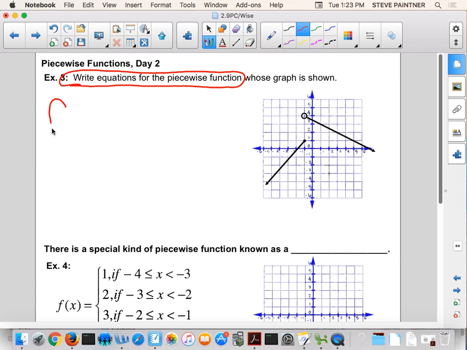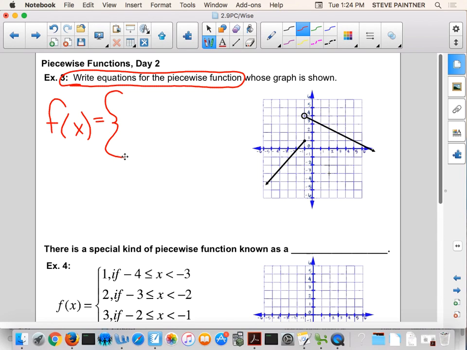Now, when you do this, it's always going to be f of x equals my two equations. How many lines do you see? So f of x equals how many equations? Two. You need two equations to fit that picture. Now, you know where I would start? I start with my domain. What x's go with which function?